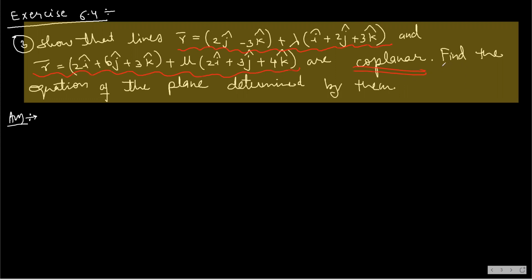We will do that, and also find the equation of the plane determined by them. If they are coplanar, actually, when the question says show that, the lines are always coplanar. After that, I have to get the equation of the plane determined by those two lines, that is, the plane on which those two lines are lying. So how will I begin?